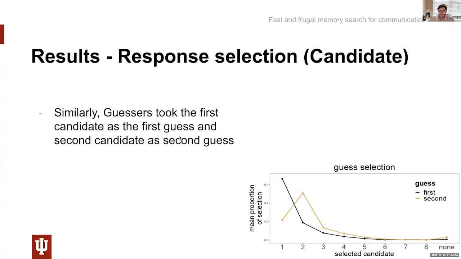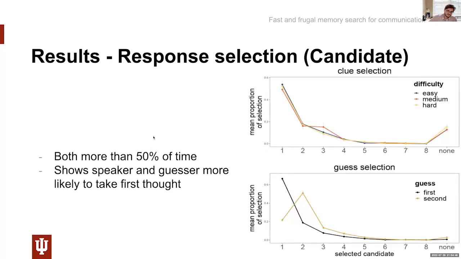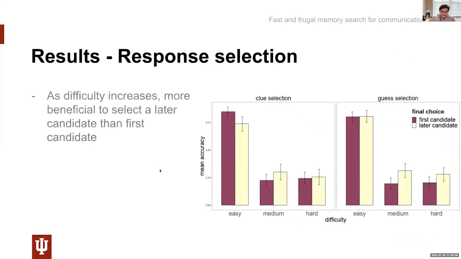Similarly, guessers took a similar action. The first two candidates that they came up with as guesses became their word pair. And it's pretty significant because this came up more than 50% of the time based on these plots across similar difficulties. It shows that they were more likely to take their first thought than consider later candidates that they had posited. Now we can look at the selection from these responses.